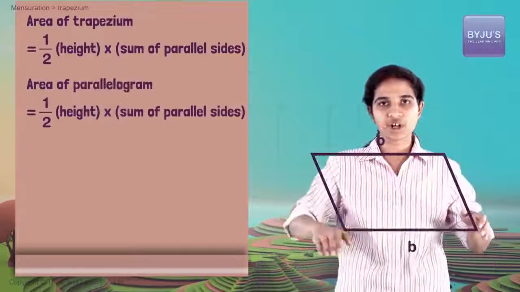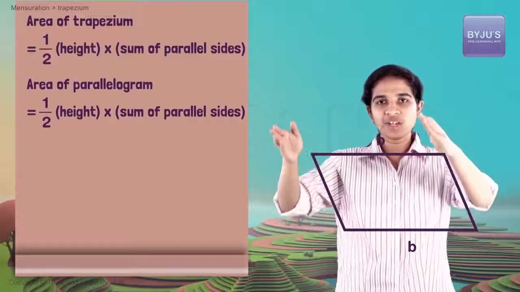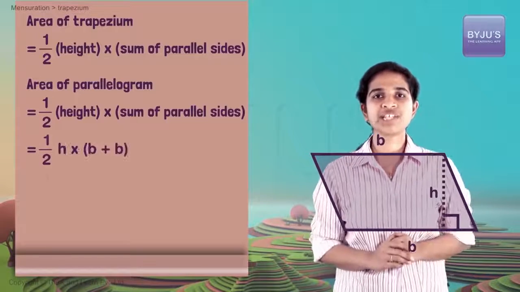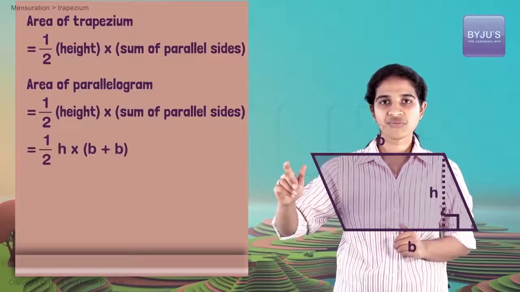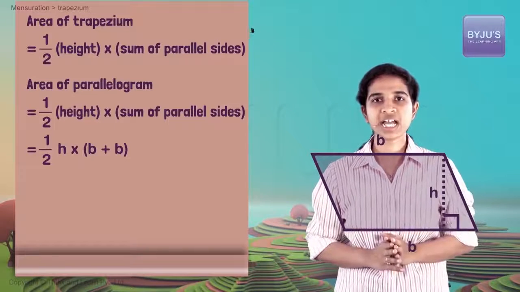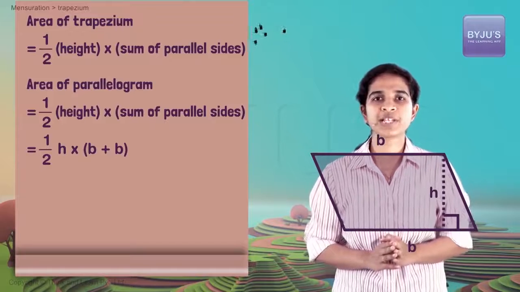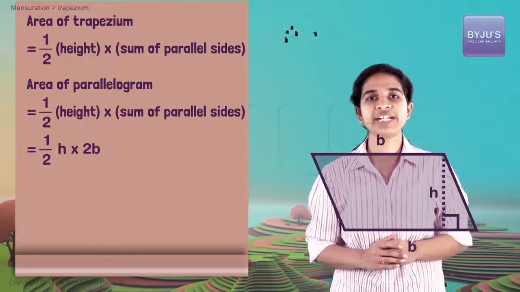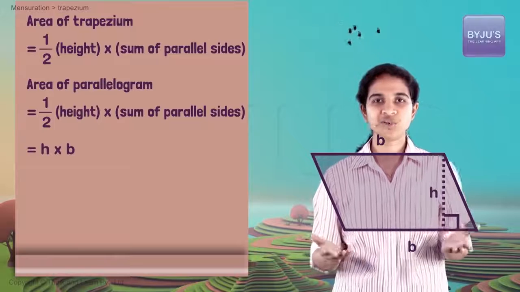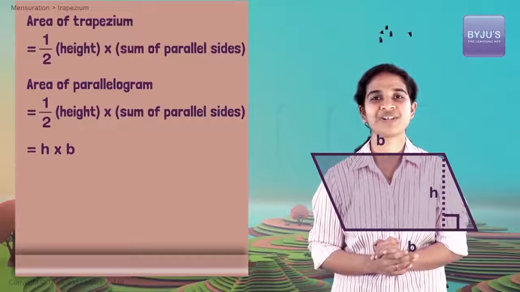This will be B, this will also be B, correct? Both will be equal and these 2 sides are there. Height is H. So now do half H sum of parallel sides. Half into height into B plus B, correct? Which is nothing but half height into 2B. 2 and 2 get cancelled, B into H, which is what was the formula for the area of a parallelogram.